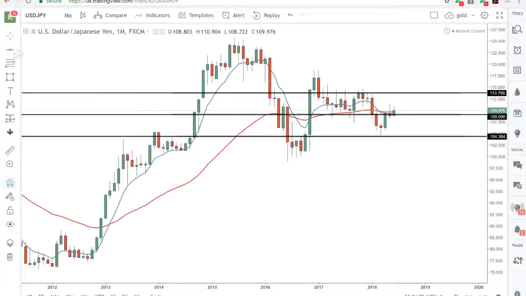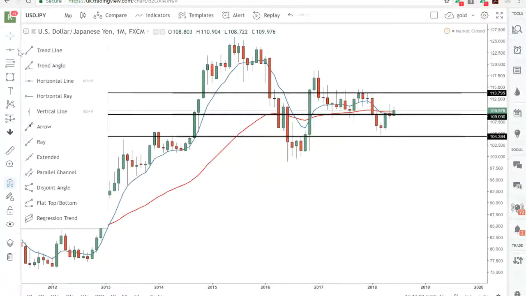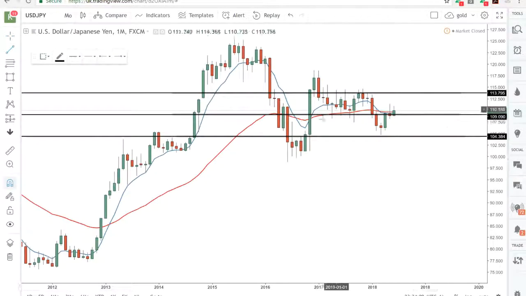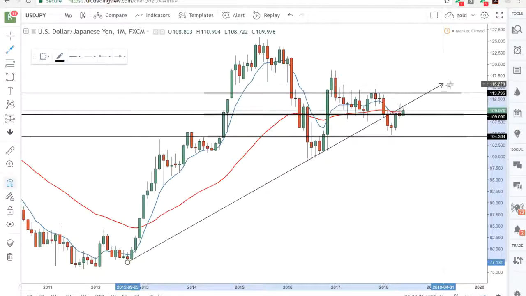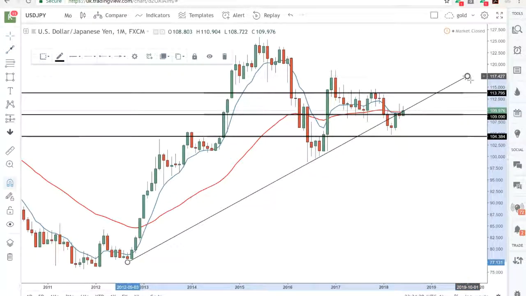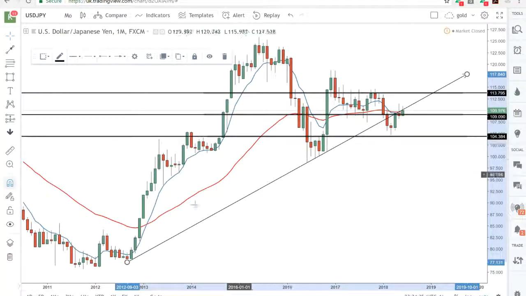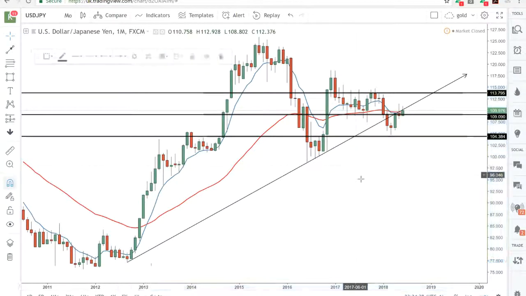But yeah, our next step is to plot our trend lines. So now you can see, long term, all the way back from 2012, 2013, we've got this uptrend here. So we can plot this like that. You just want to join up the lows, as you can see, from here to here, and we can see we've actually broken through that uptrend.